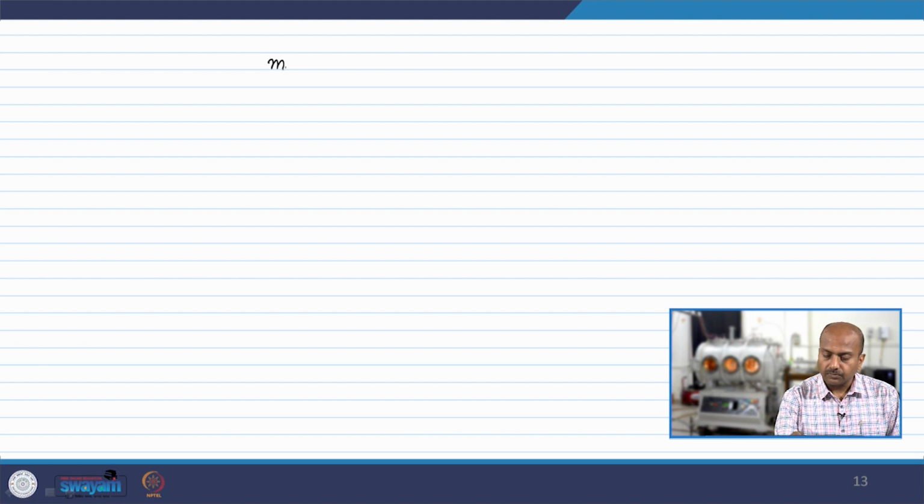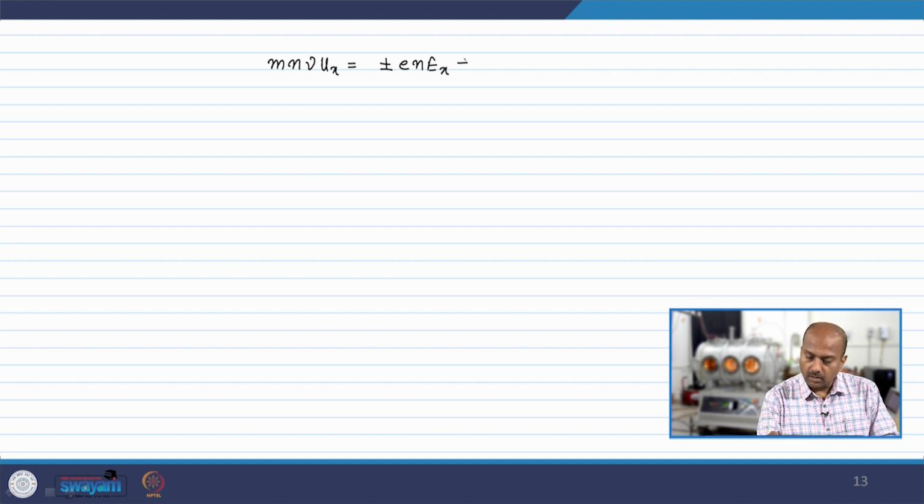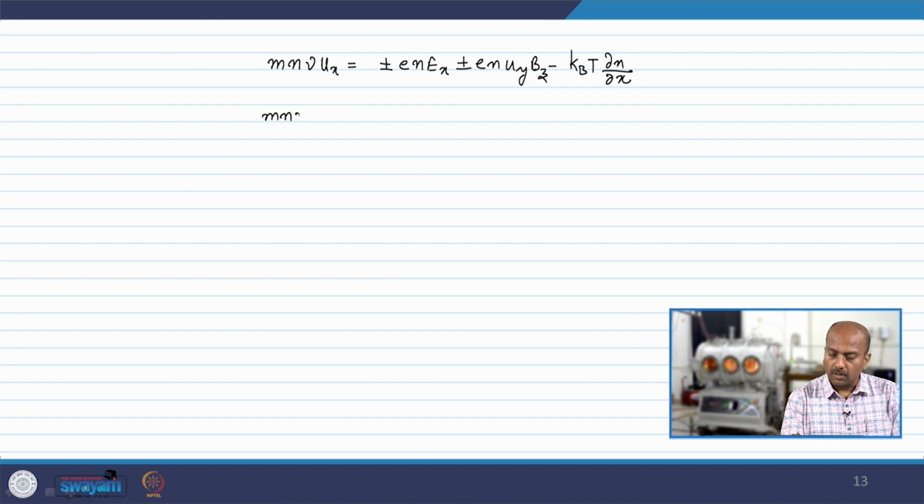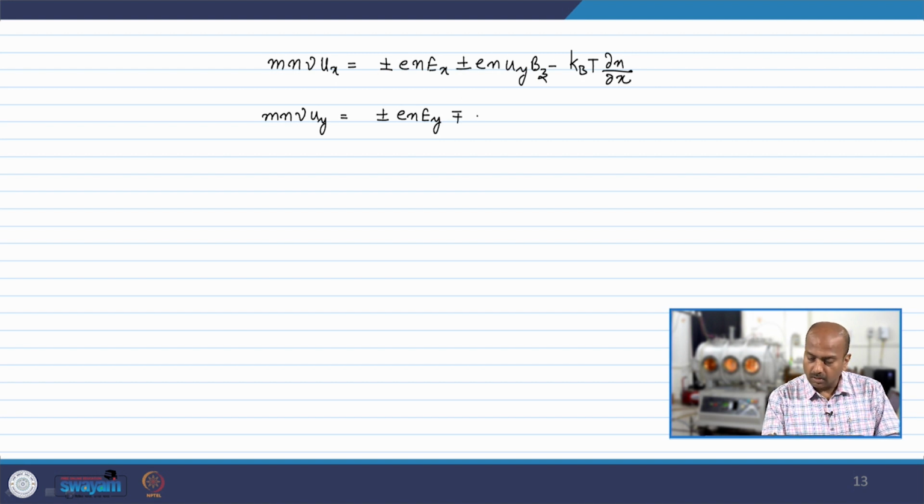So, we can write M n nu Ux is equal to plus minus en Ex plus minus en Uy Bz minus kBT dou n by dou x, or M n nu Uy is equal to plus minus en Ey minus plus en Ux Bz minus kBT dou n by dou y.